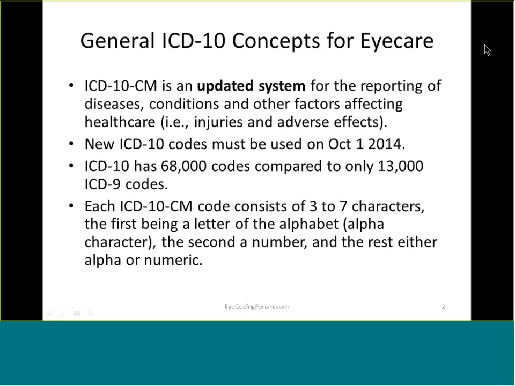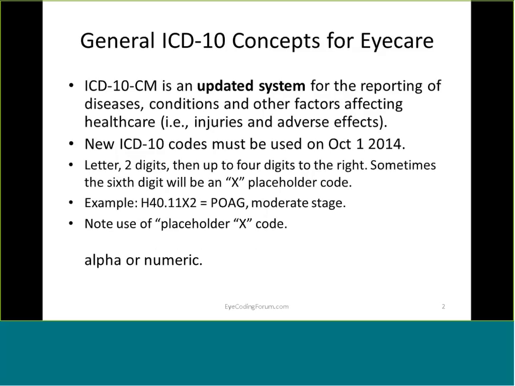ICD-10 is an updated system for the reporting of diseases, conditions, and other factors affecting healthcare. The new ICD-10 codes must be used on and after October 1st, 2014. The ICD-10 system has over 68,000 codes compared to only 13,000 ICD-9 codes. The new system consists of 3 to 7 characters, the first being a letter of the alphabet. The second will be a number, and the rest either alpha or numeric.